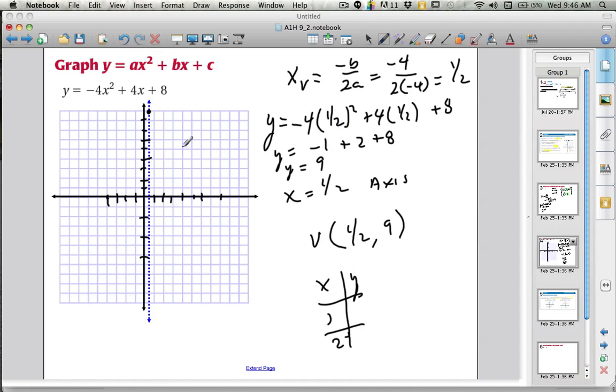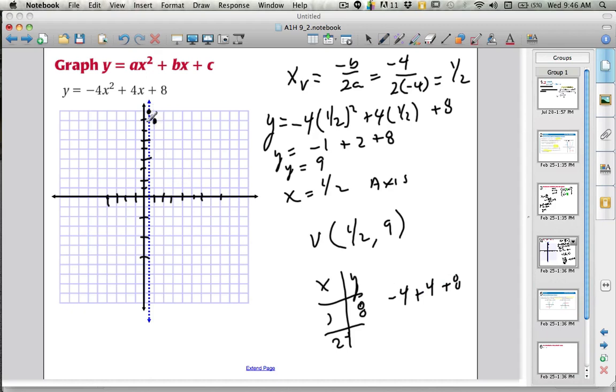And when I plug 1 in, 1 squared is 1 times -4 is -4. 4 times 1 is 4. So this will be 8, right? -4 plus 4 is 0 plus 8. So right there I'll have 8.